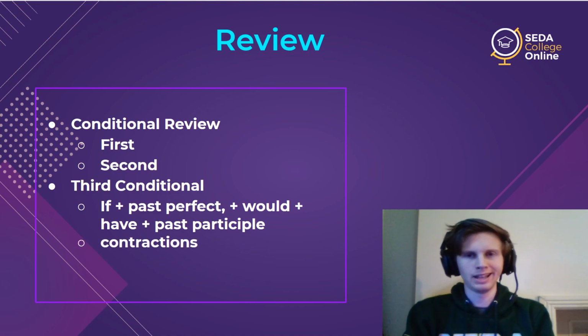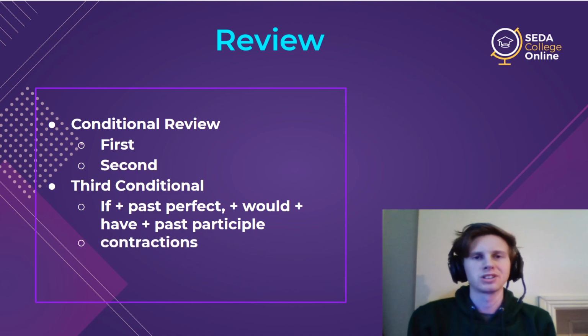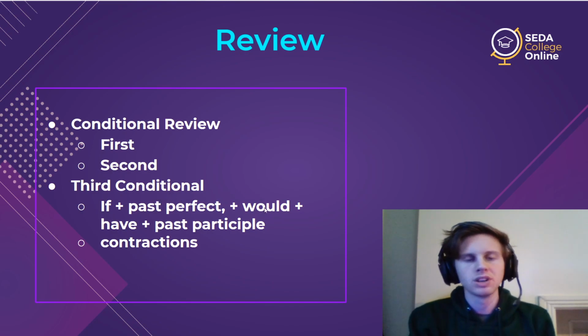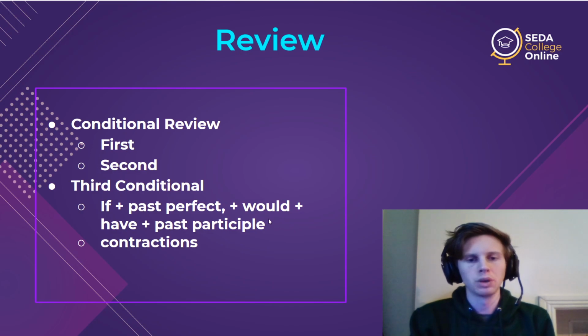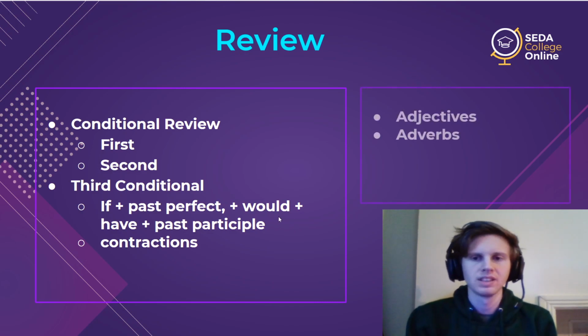And then we talked a lot about contractions. We talked a lot about those double contractions. And as well, knowing that the past perfect and would are the same contraction, so you always have to look at the verb, and the verb will tell you what the contraction is. And then at the end, we talked about some rules for making adjectives and adverbs.